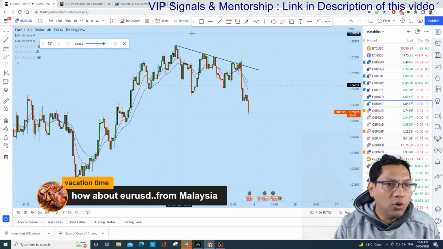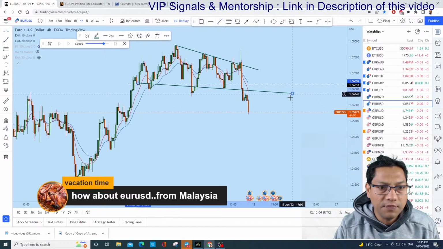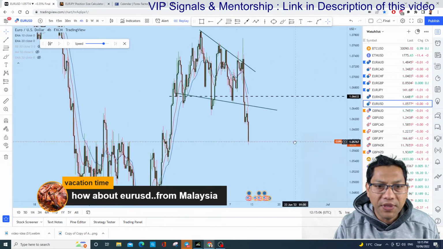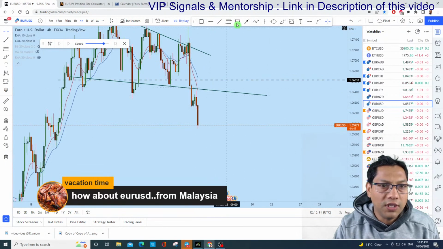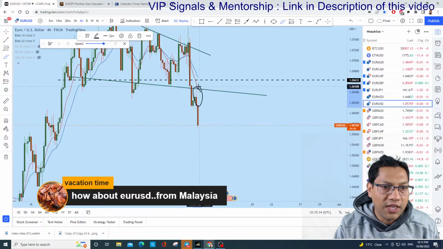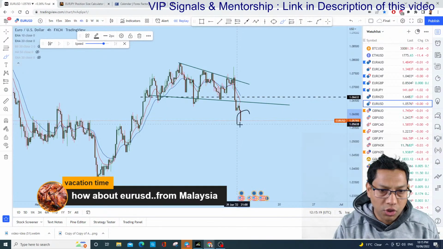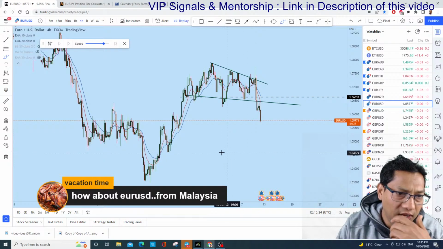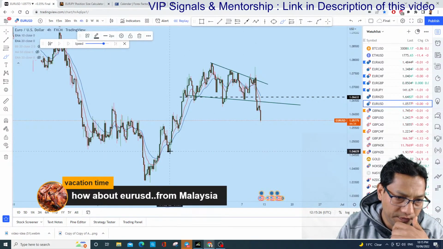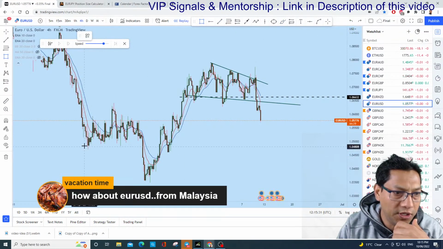So euro dollar, we see that the price has broken this support zone. Okay, you see there's a lot of up and down on the 4-hour time frame. In the past 4 hours we saw that a bearish engulfing has been formed on euro dollar. Okay, and then we saw the price broke to the downside. At this point, what I think is that euro dollar will come back to this level of support. Okay, there is a possibility of a bigger move.